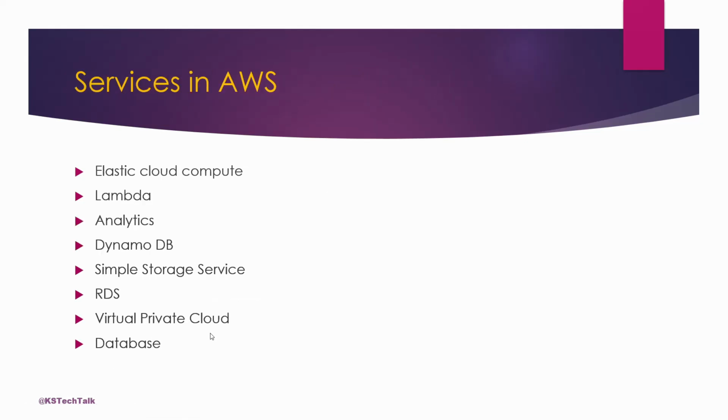And what are the services we have in AWS? It offers a broad set of global cloud-based products, which includes compute, storage, database, networking, and more. And they are on demand, available in seconds with pay-as-you-go pricing. Examples of the most commonly used services in AWS are Elastic Compute Cloud, Lambda, Analytics, DynamoDB, S3 Bucket, which is nothing but Simple Storage Service, RDS, Virtual Private Cloud, Database, etc. These are the services we have in AWS.